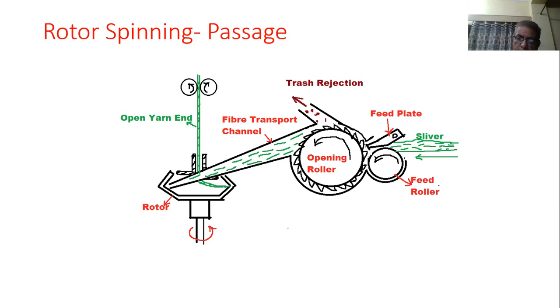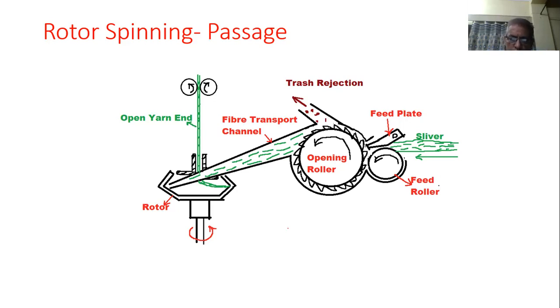At the same time, the cleaning also takes place, and due to centrifugal force, the trash ejection also takes place. So there is an arrangement to collect the trash and all the remaining impurities. Although most of the impurities have been removed in blow room and card, still if there are any impurities left, leaf particles, trash, they will be thrown out as shown in this diagram.